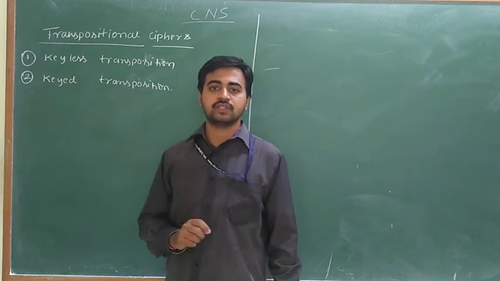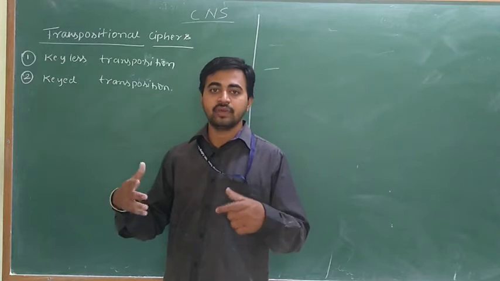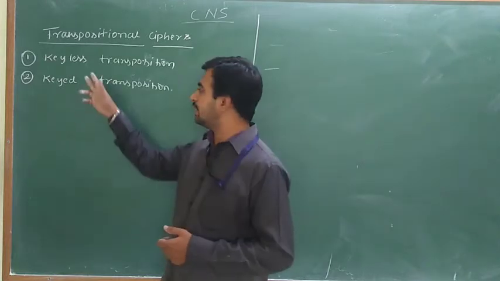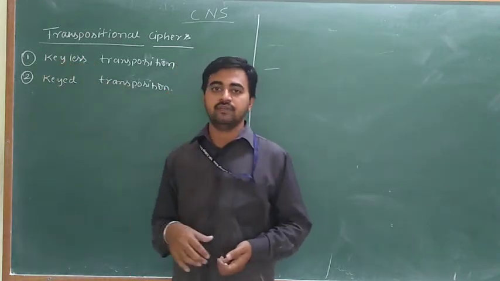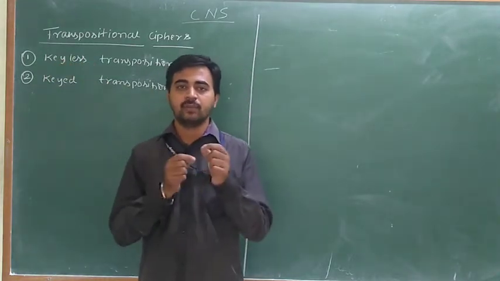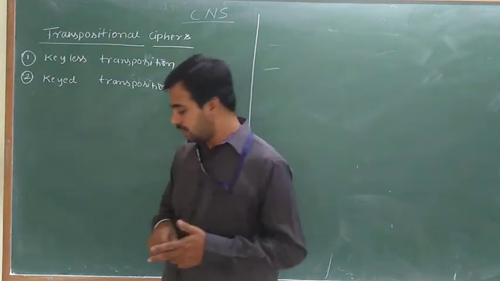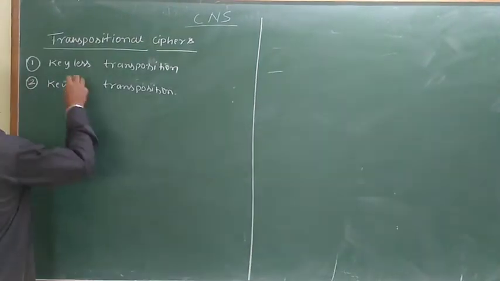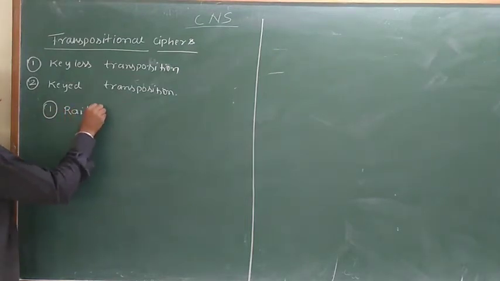Keyless transposition involves no key value. There won't be any cipher key actually, there won't be any secret keys. So when we have a keyless transposition, there are some methods we need to follow. The first method is rail fence. The method which comes under keyless transposition is called rail fence.